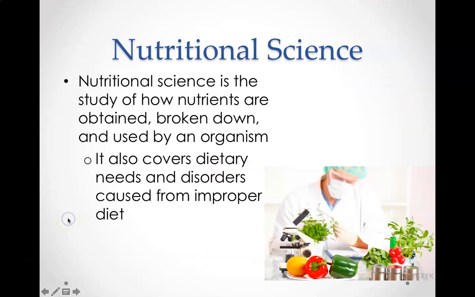Okay, let's get started. So let's start by defining nutritional science. So what actually is that? Nutritional science is the study of how nutrients are obtained, broken down, and used by an organism. It also covers dietary needs and disorders caused from improper diet. So we're looking at how do we get nutrients, what happens to those nutrients inside of our body, and what do we need them for?